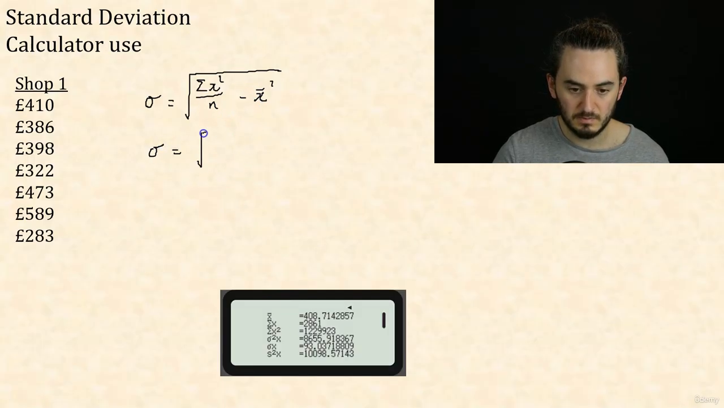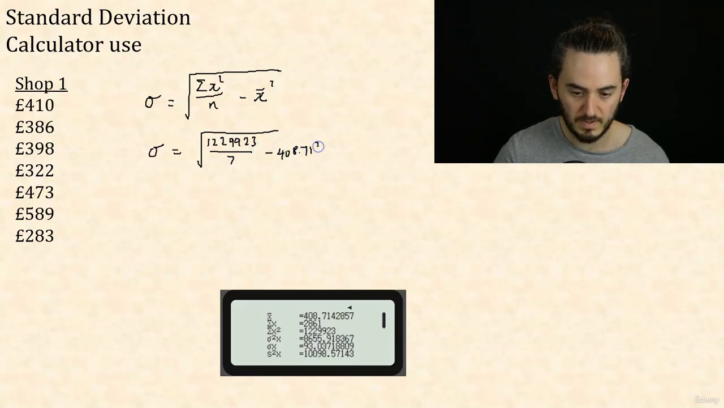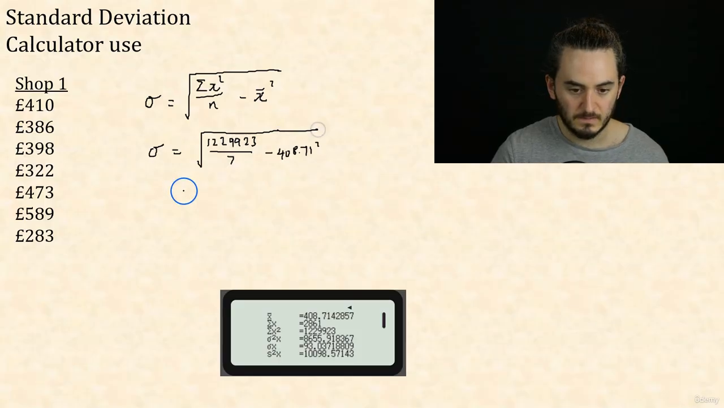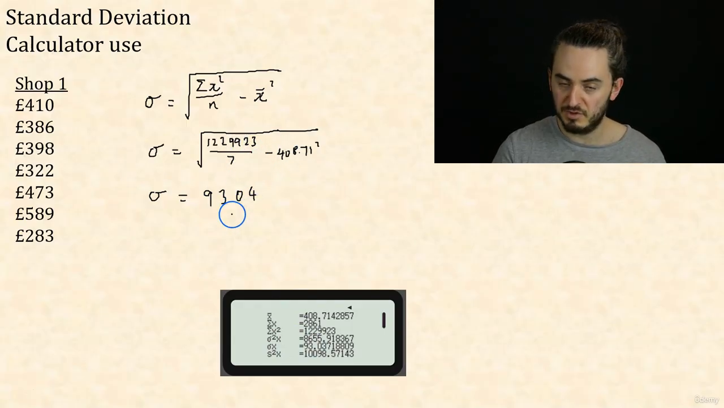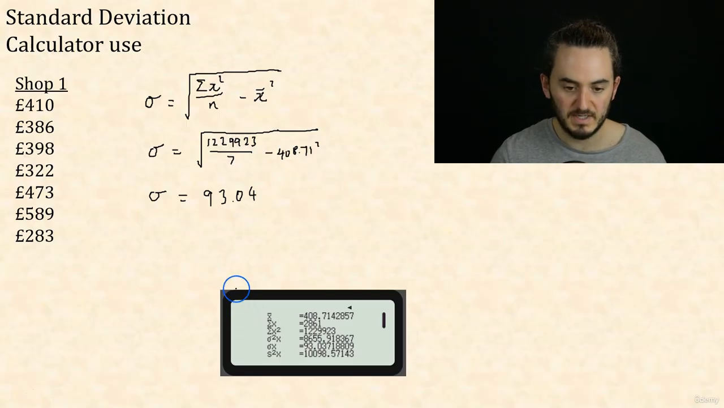So show that you know how to sub in the sum of the squares. So here is the sum of the squares divided by n, which is 7 here, and subtract the mean squared, 408.71 squared. And then you can just take the answer from the screen, which is 93.04. Now, you could work this out on the calculator and it will just give you the same number, but I'll just copy it straight down from there. Okay, so make sure you do that.